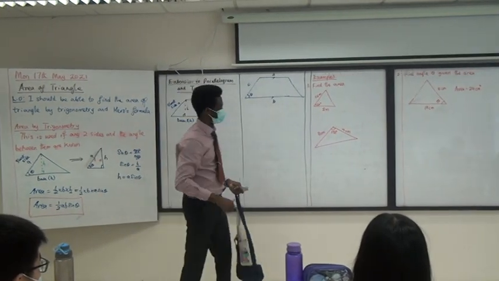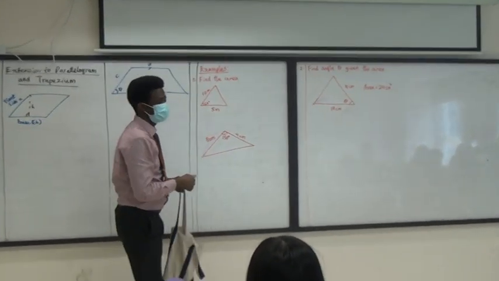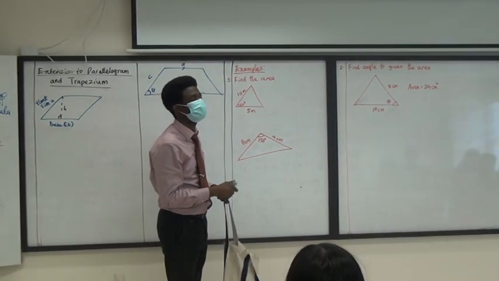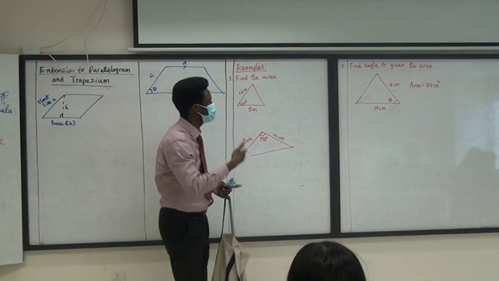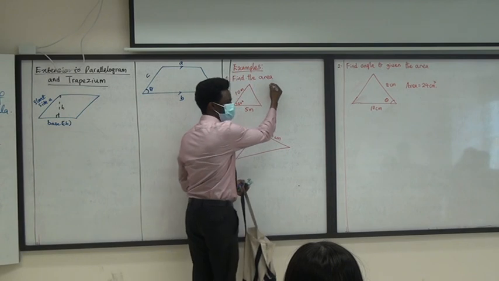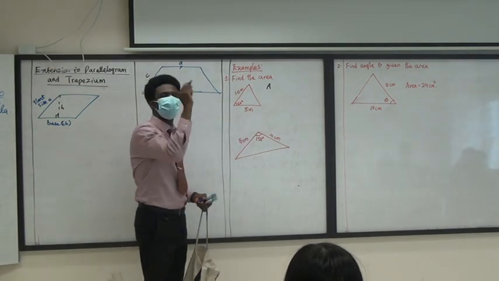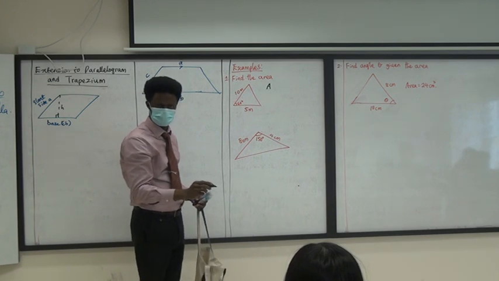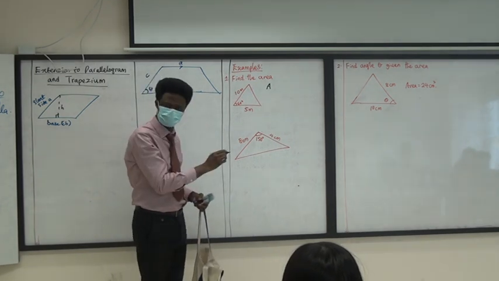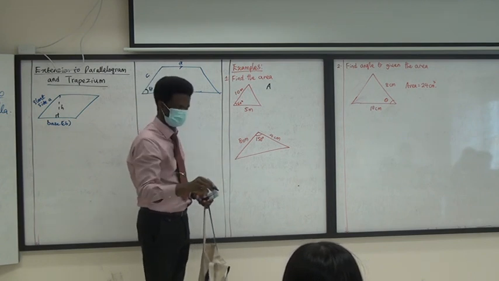Okay, so the first one, you want to find the area. Jenny, what are you expected to write first? Speak fast and loud. The formula. And the formula will be what, everybody? You write half, I mark it wrong. What is the formula? What do you write? Area equals to... if you write half, I mark it wrong.